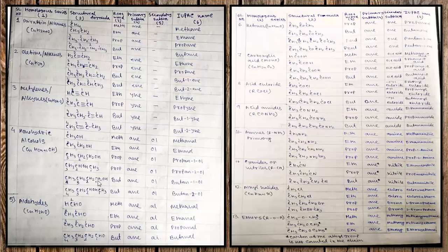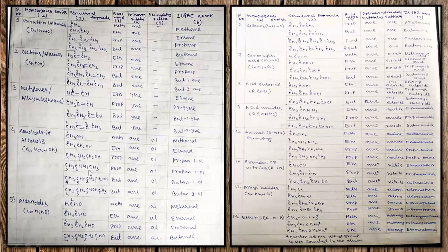That is, in this example, I just told you that I start numbering from the right side because this right side carbon atom contains an alcohol group. So that's why prop-an-1-ol: at number one position, the alcohol group is attached. Then it's called propan-1-ol.